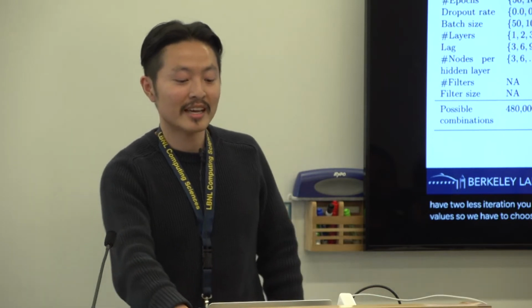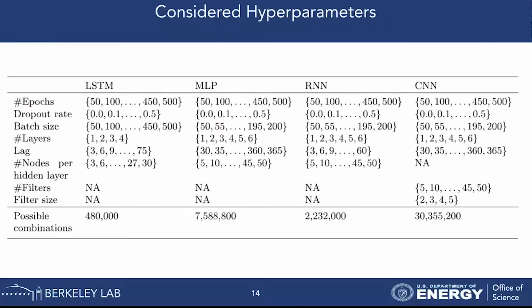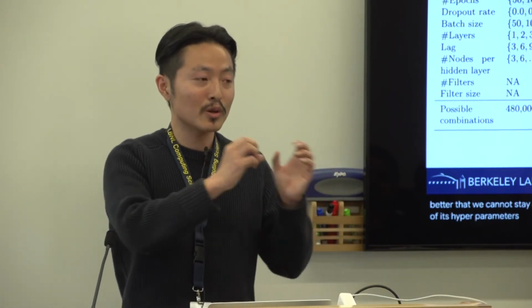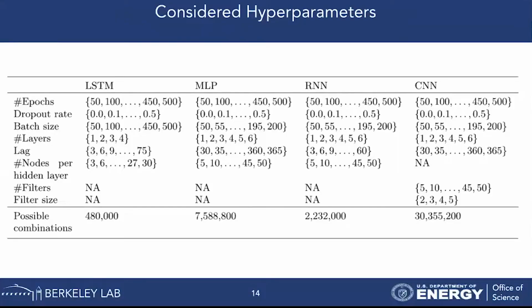Then how to choose it? And for example, the layers. As I showed, if we increase the lag and the layers, I was able to get a better result. Then, how many layers do we need? Is a deeper layer always better? We cannot say that. And also, now I explained each hyperparameter, but we should consider the combination of hyperparameters because we don't know the interaction between them.